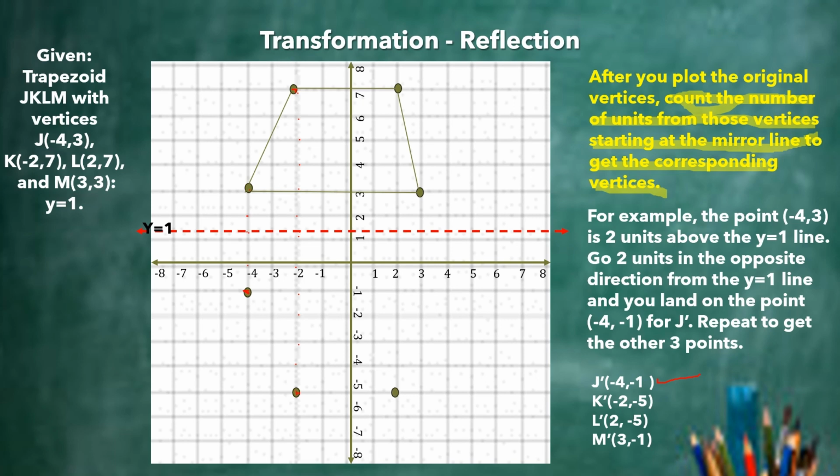Our next point is at (2, 7), because we start at our y equals 1 line, we go up 1, 2, 3, 4, 5, 6 spaces or units up. Go in the opposite direction, starting at your y equals 1 line. You get 1, 2, 3, 4, 5, 6. And we get the point (2, -5).